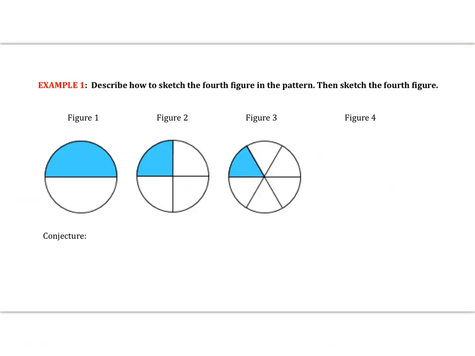All right, example 1. We can use inductive reasoning skills to describe how to sketch the fourth figure in the pattern. Then sketch the fourth figure. So first come up with a conjecture after observing, in other words, using inductive reasoning, the pattern that you see from figure 1 to figure 3. So go ahead and think through the pattern and then see if we can come up with a conjecture.